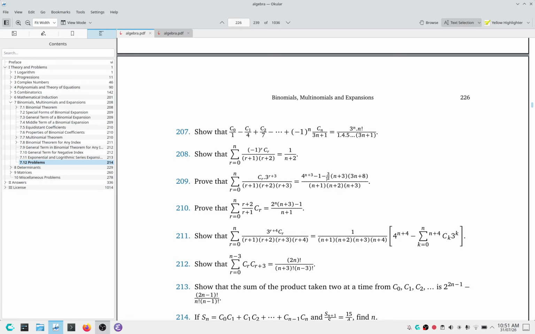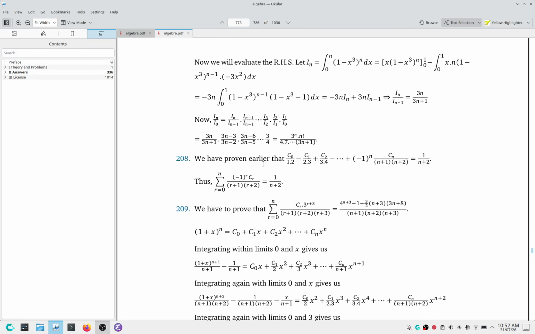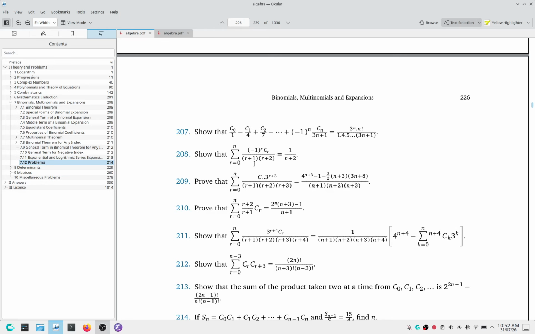Question 208 says that show that sigma r is equal to 0 to n minus 1 to the power r nCr upon r plus 1 times r plus 2 is equal to 1 upon n plus 2. So we have proven earlier that C0 upon 1 times 2 minus C1 upon 2 times 3 plus C2 upon 3 times 4 and so on up to minus 1 to the power n Cn upon n plus 1 times n plus 2 is equal to 1 upon n plus 2. And thus we have this relationship is equal to 1 upon n plus 2.